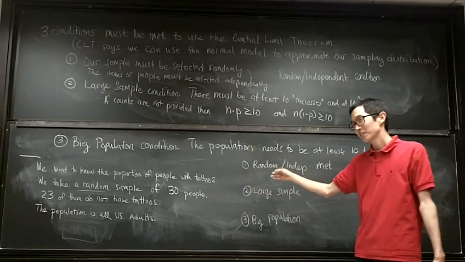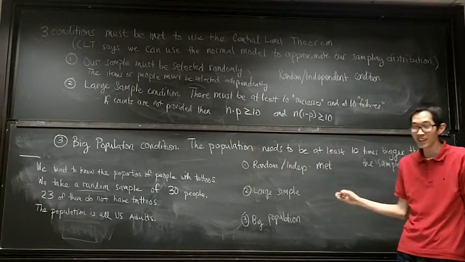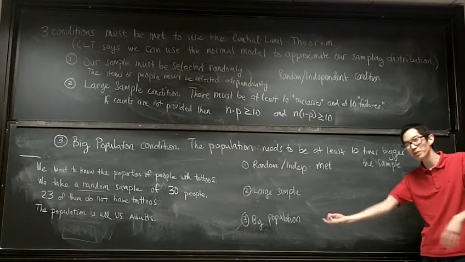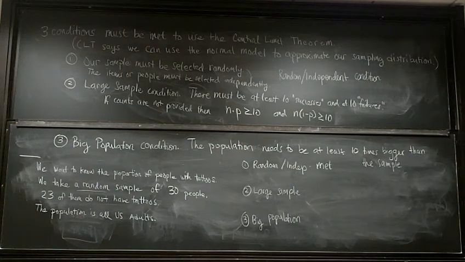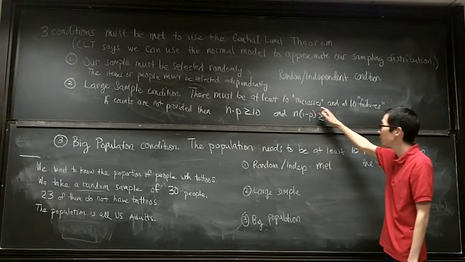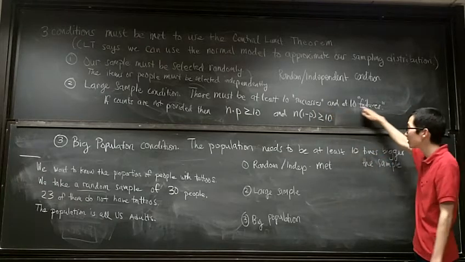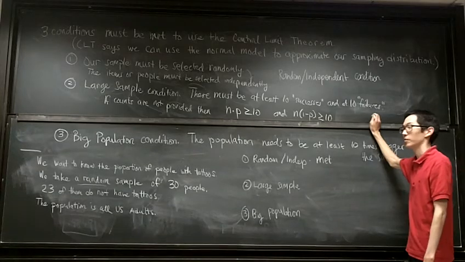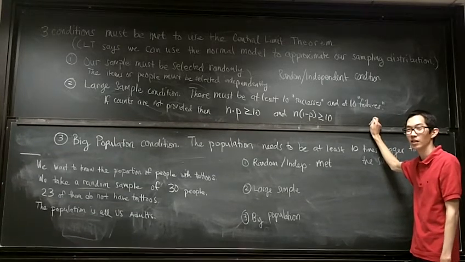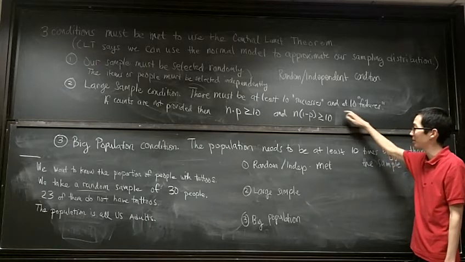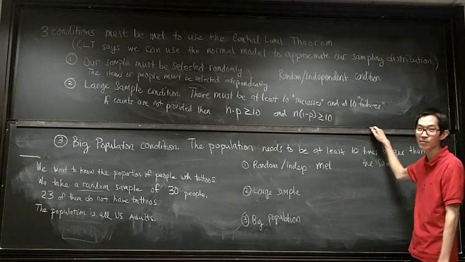Don't turn 30 into 0.3, okay? I see students do this all the time. They just think, oh, here's a number, I can just move the decimal around. You can't do that. In this case, we want to make sure there's at least 10 successes and 10 failures.